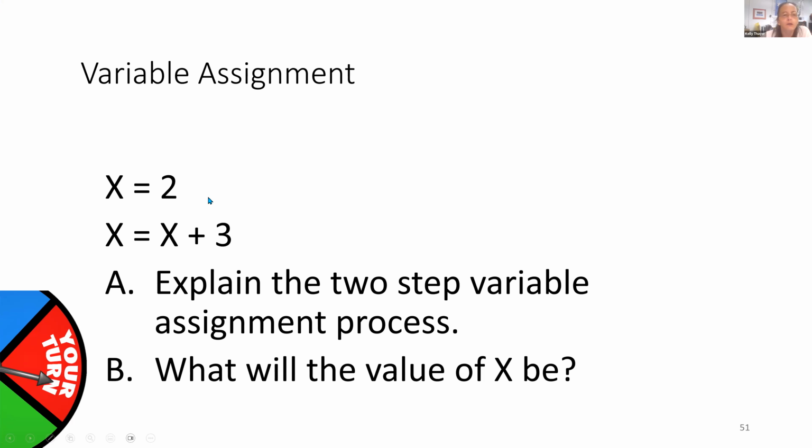What this says: the original value of x gets the value of 2. The new value of x gets the value of 2 plus 3. All right, take a moment to explain the two-step variable assignment process, and then what will the value of x be? Take a moment to think through those things based on what we've just been talking about, and we'll see you back in a moment.